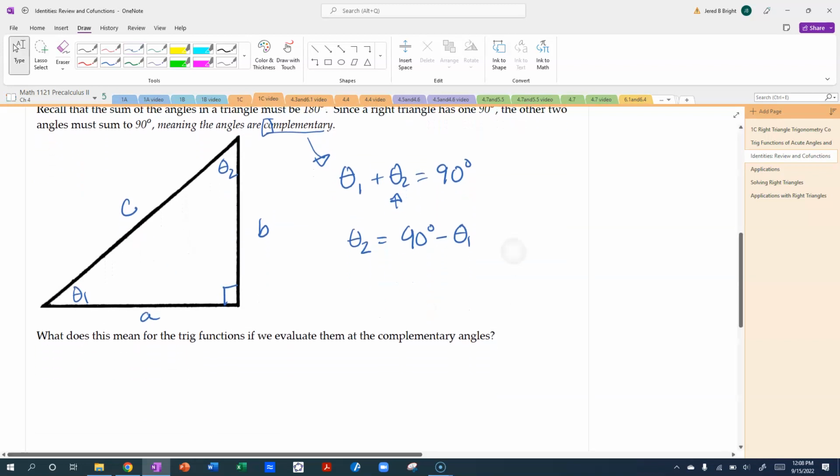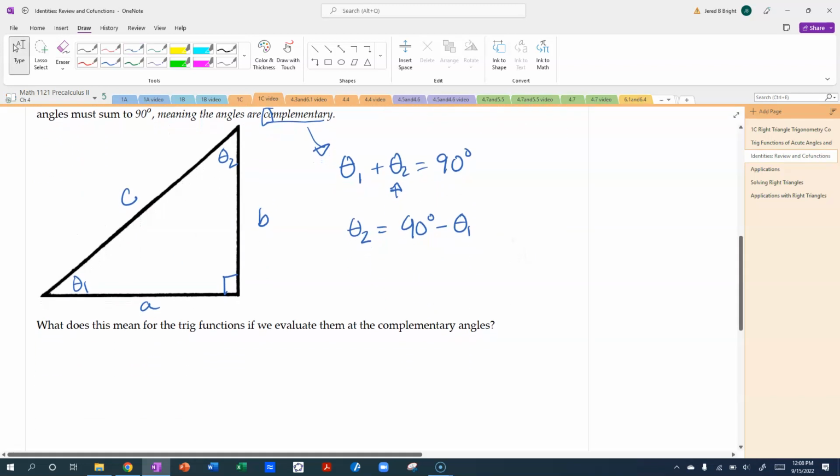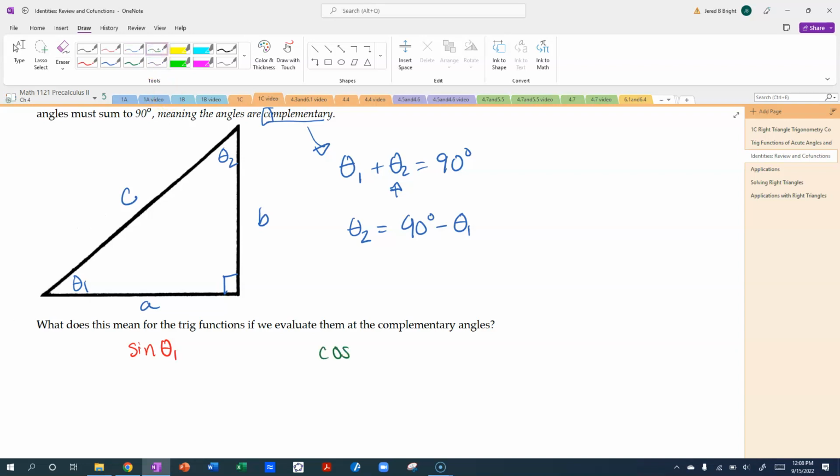And so that's fun, but okay, we're just kind of going forward here. We haven't got to why cofunctions are so important, but let's think about taking a trig function and its cofunction and evaluating them at complementary angles. So let's look at sine of theta 1, and then its cofunction would be cosine. So we have cosine, and then we're going to use the complementary angle, so theta 2.